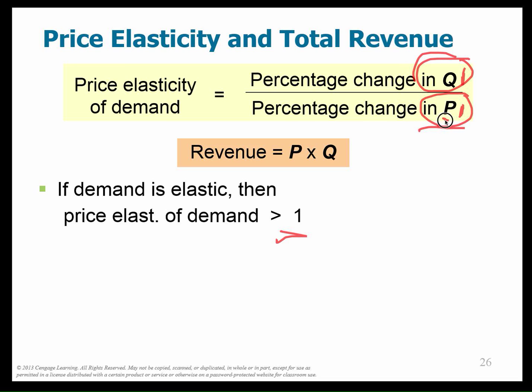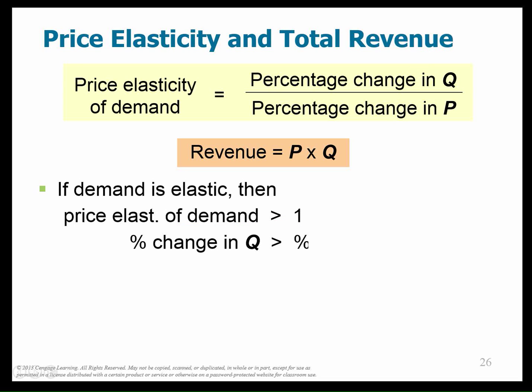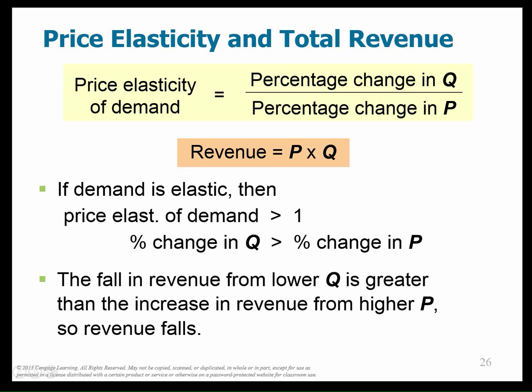So if you change price a little bit, quantity is going to drop a bunch, okay? And you're going to end up losing money, okay? If price elasticity of demand is greater than 1 and you raise the price, the quantity is going to fall a lot and you will end up losing money, okay? So you will have less revenue than from before.